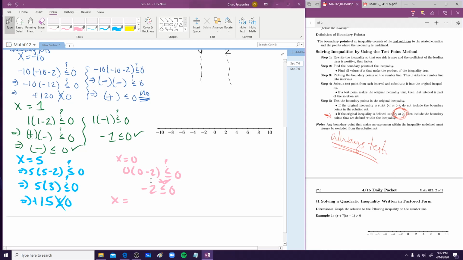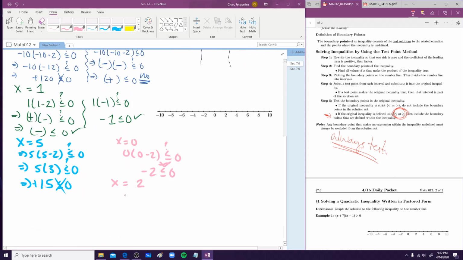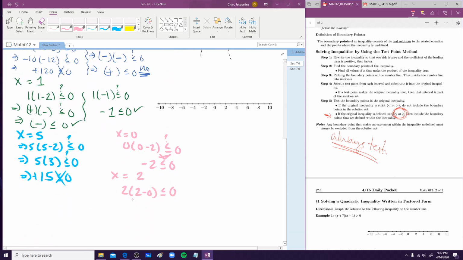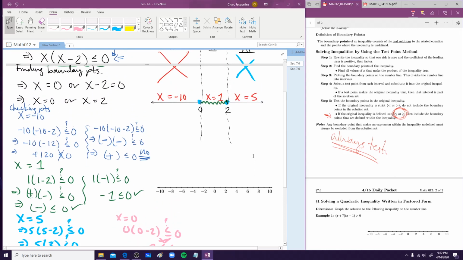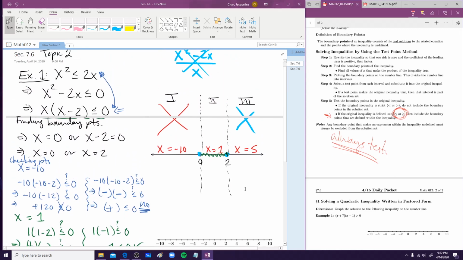The last thing we're going to check is when x is equal to 2. So we'll get 2 times, I copied that wrong, this is 2 minus 2. Okay, so this is 2 times 0. Is this less than or equal to 0? 0 is equal to 0. Okay, so it satisfies this inequality. So that's how we know that the boundary points are included.